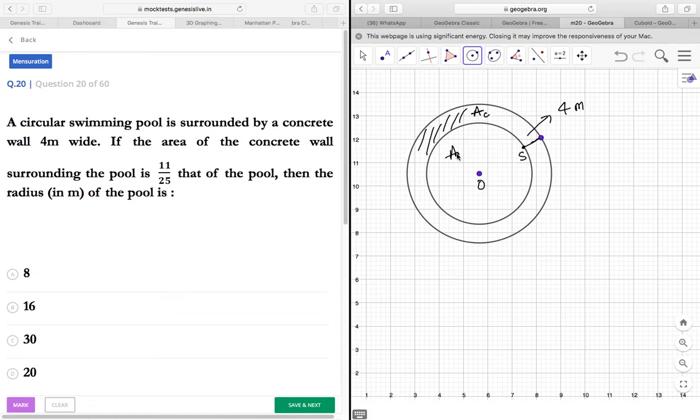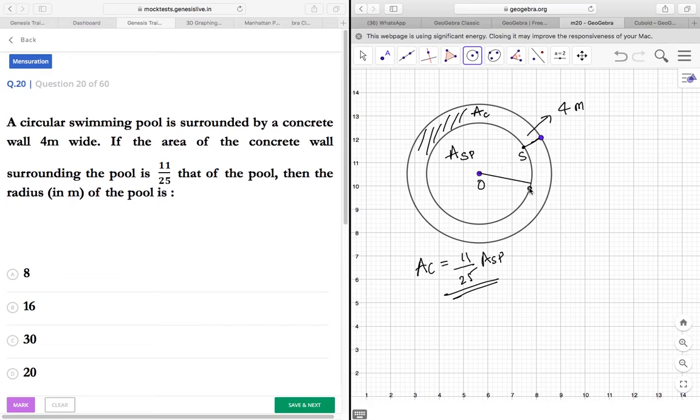And this is the area of the swimming pool, ASP, fine. If the area of the concrete wall surrounding the pool, that is AC, is equal to 11 by 25 times the area of the pool, that is ASP, this is what they've given. With this we have to find the radius of the pool. So let me assume the radius of the pool as R.